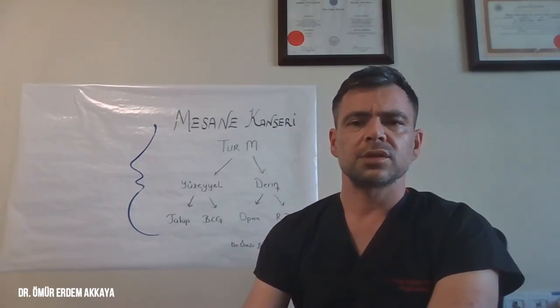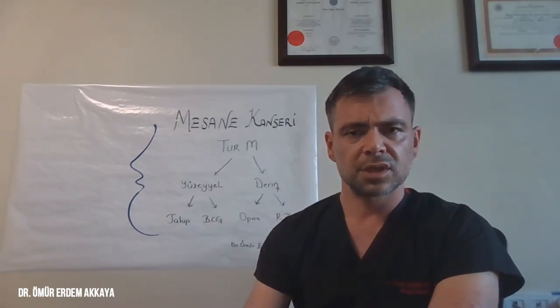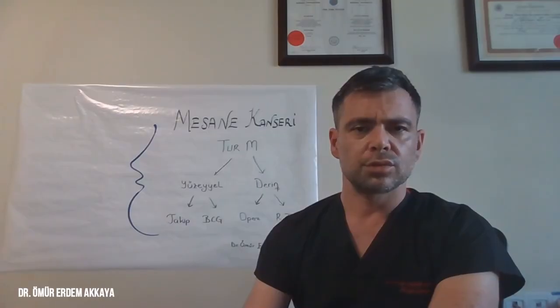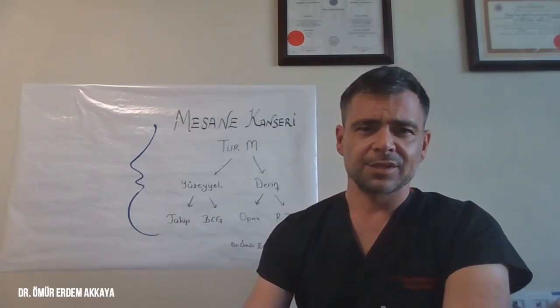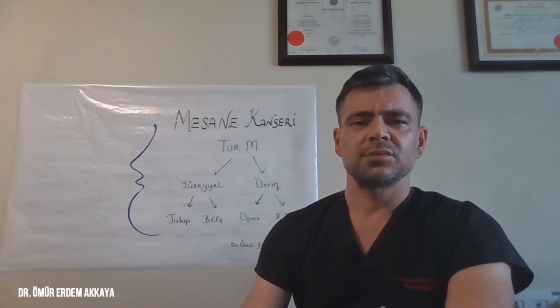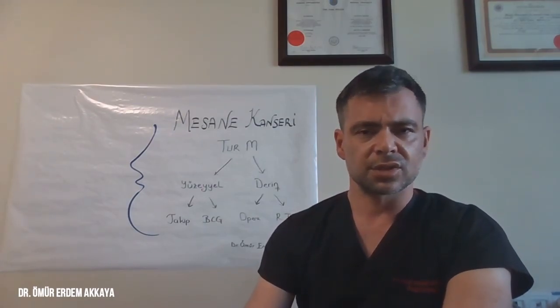In this surgery, a camera is entered through the patient's penis. The bladder tumor is seen inside, and the bladder tumor is cut into small pieces and removed from the penis. The process can take around half an hour to an hour.